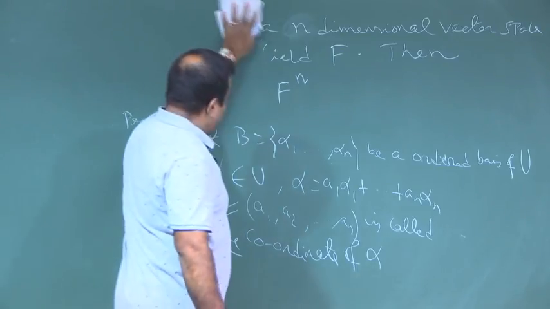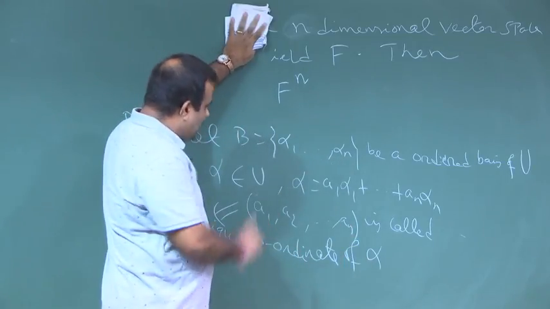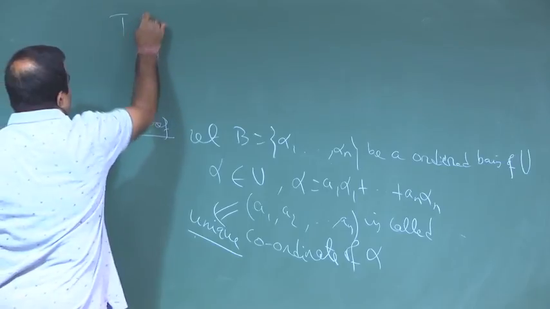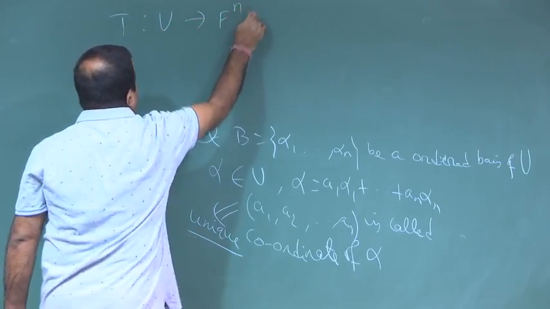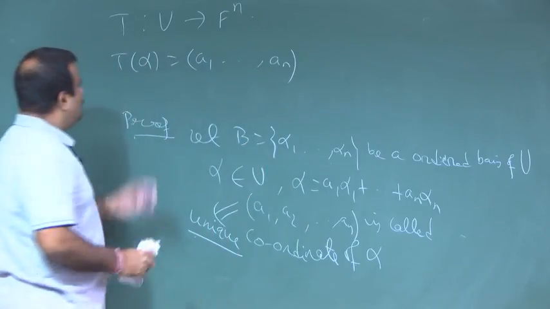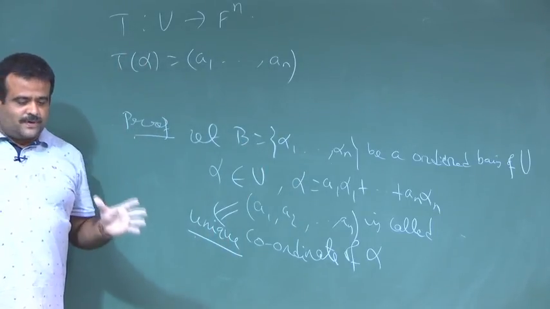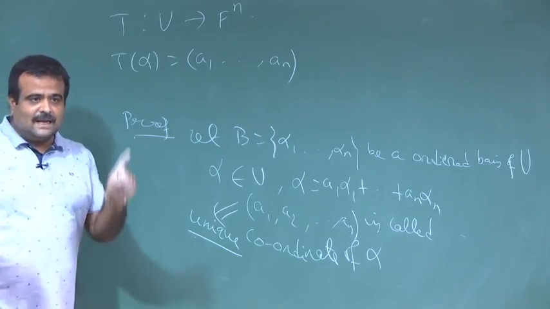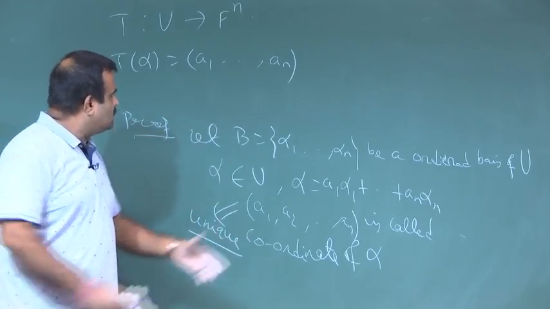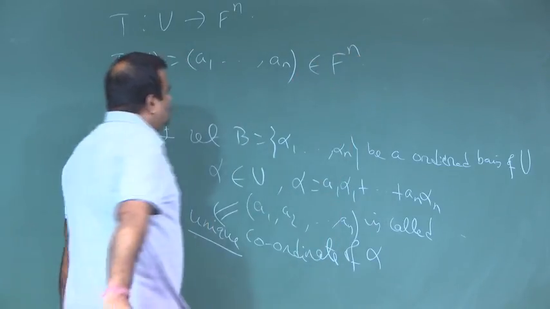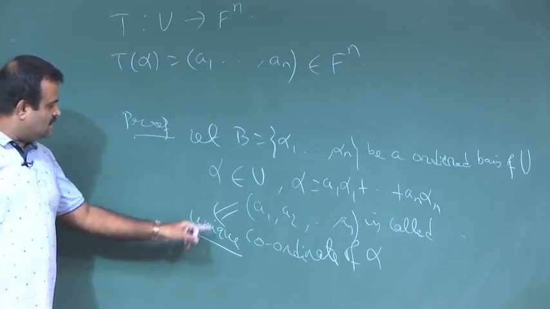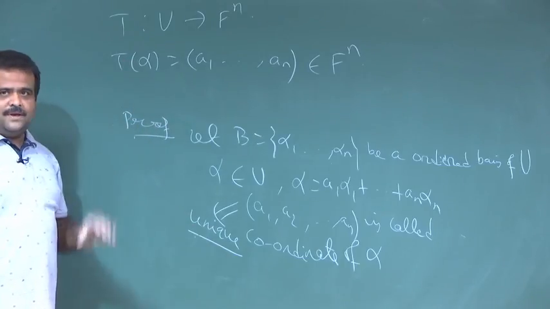So, now we define a mapping from V to F to the power n. T of alpha is going to be the coordinate of alpha. We take alpha, write it as a linear combination of this ordered basis, and those coefficients give us the coordinates, and we take that transformation from alpha to this element of F to the power n. Since the coordinate is unique, this is a mapping, a well defined mapping.